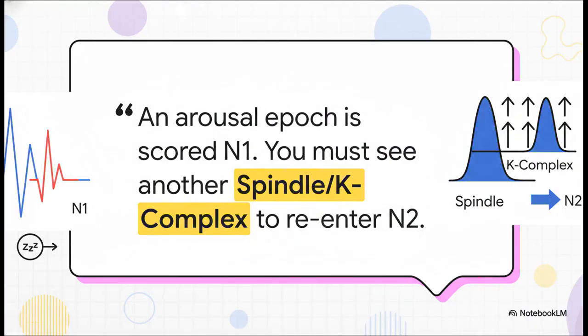This right here is a perfect example of that art. It's called the arousal rule. Let's say someone's in N2 sleep, and they have a brief little arousal, a burst of brain activity. Even if the rest of the epoch looks like N2, you have to score that epoch as N1. They essentially get kicked out of N2, and they can't get back to N2 until you see a brand new spindle or K complex. It's like the arousal hits a reset button on the sleep stage.